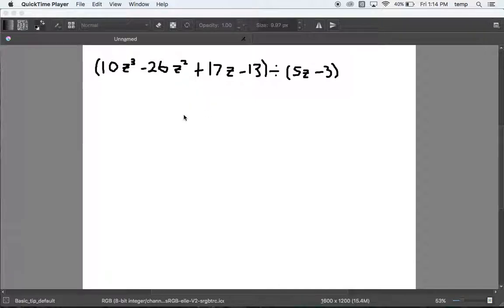This one today covers dividing polynomials again, and the difference with this one is we're going to have a remainder at the end. So this one demonstrates what to do when you have a remainder at the end of your division problem. So we'll set up our division.